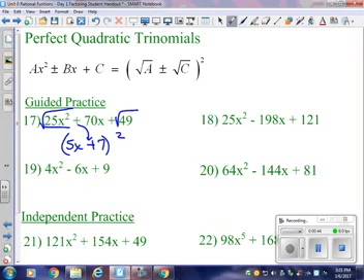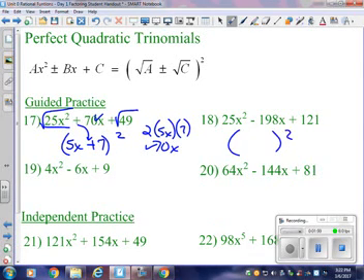But the middle is 2 times the first times the last. So 7 times 5 is 35, and doubled is 70x, and that matches the middle, so we know that answer is right. So in question 18, let's try that also.